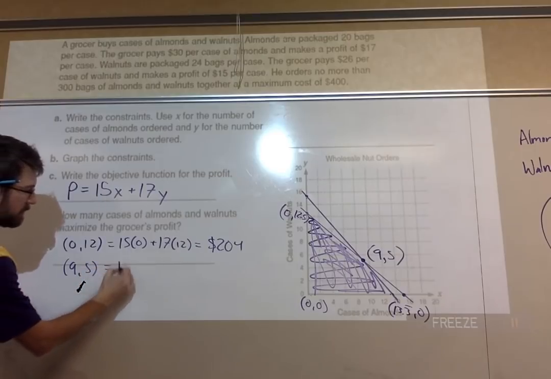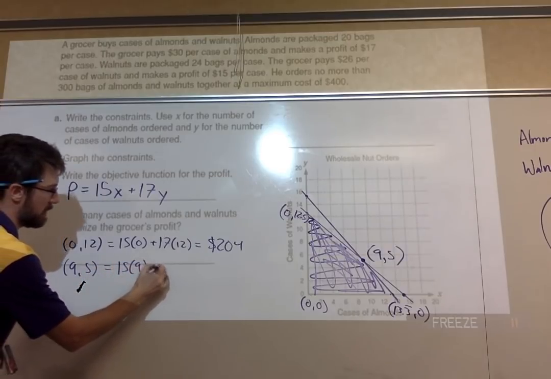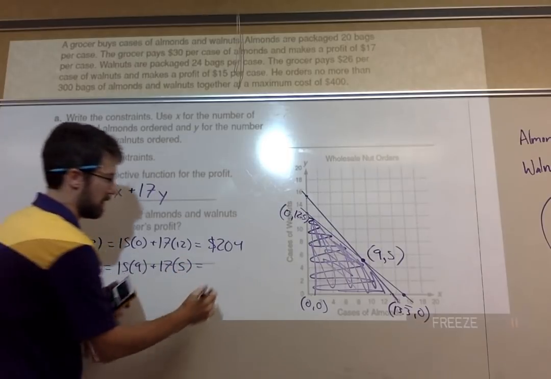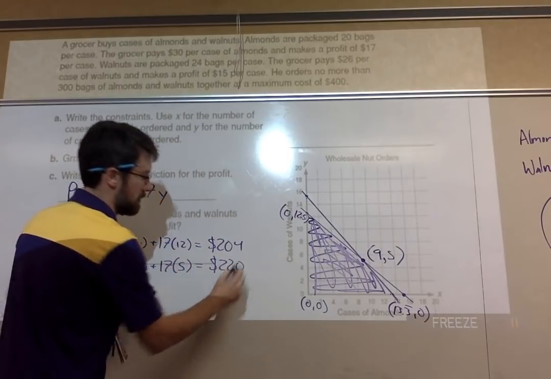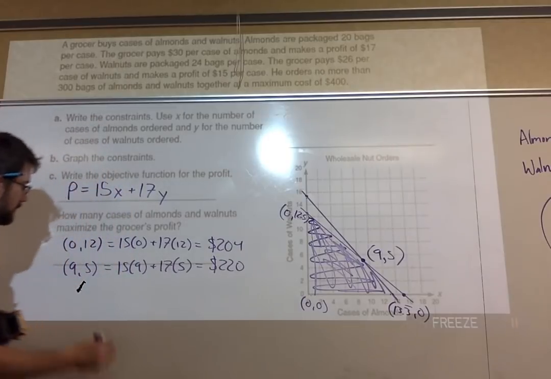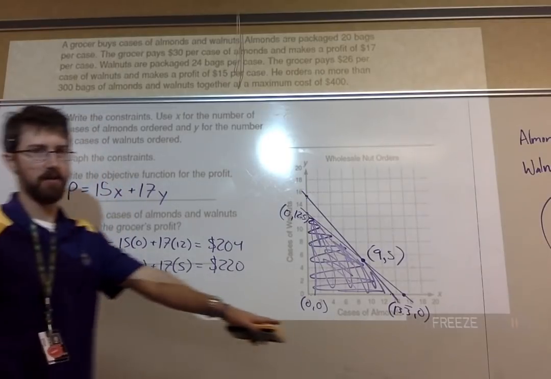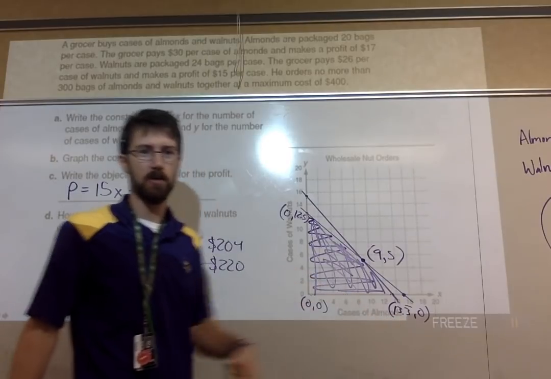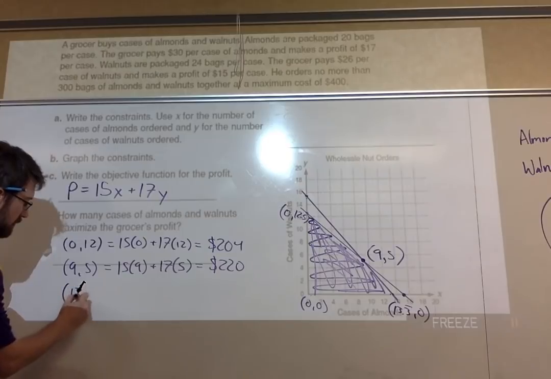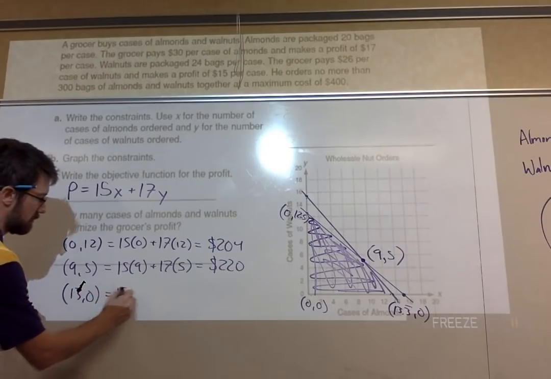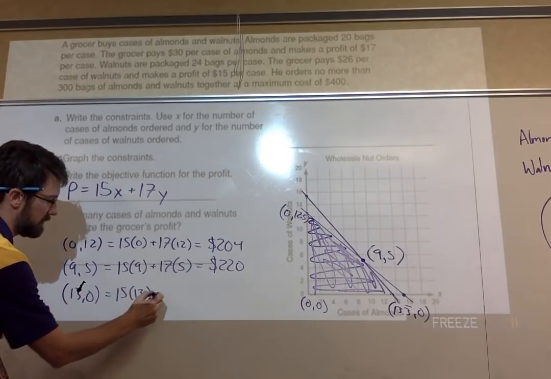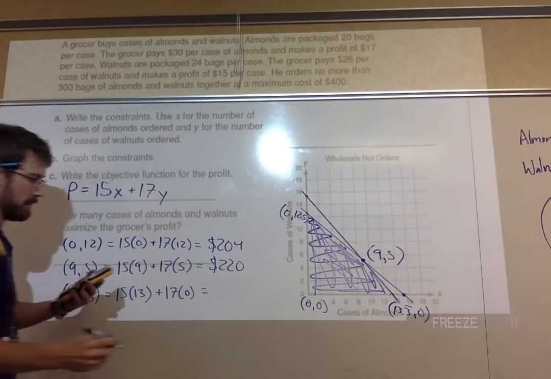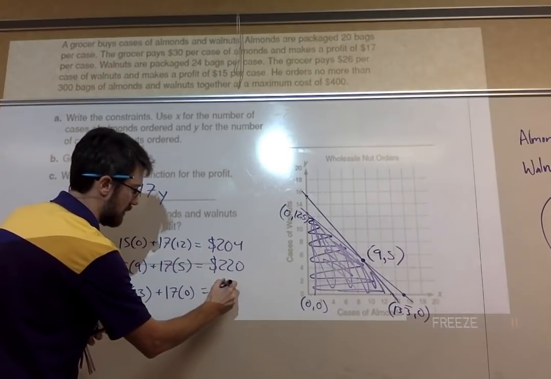9, 5, 15 times 9, and 17 times 5 is $220. And again, 13.3 repeating, and I can't buy a third of a case, so I'm going to go the closest, which would be 13. So 15 times 13 and 17 times 0. And that is $195.